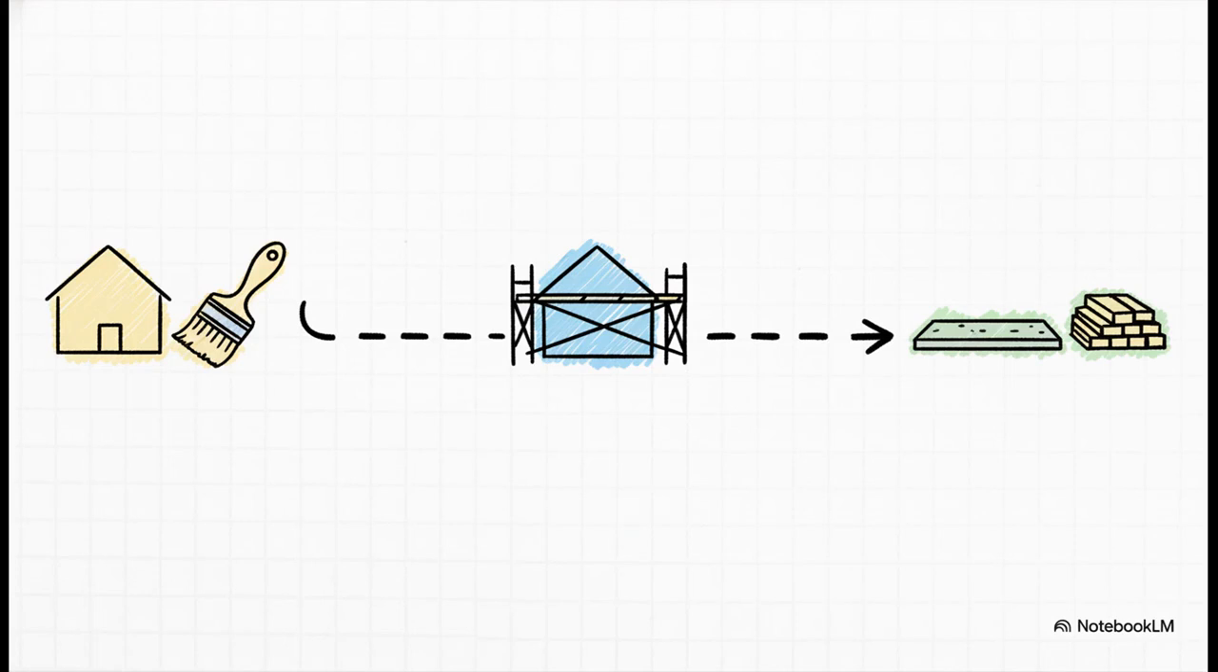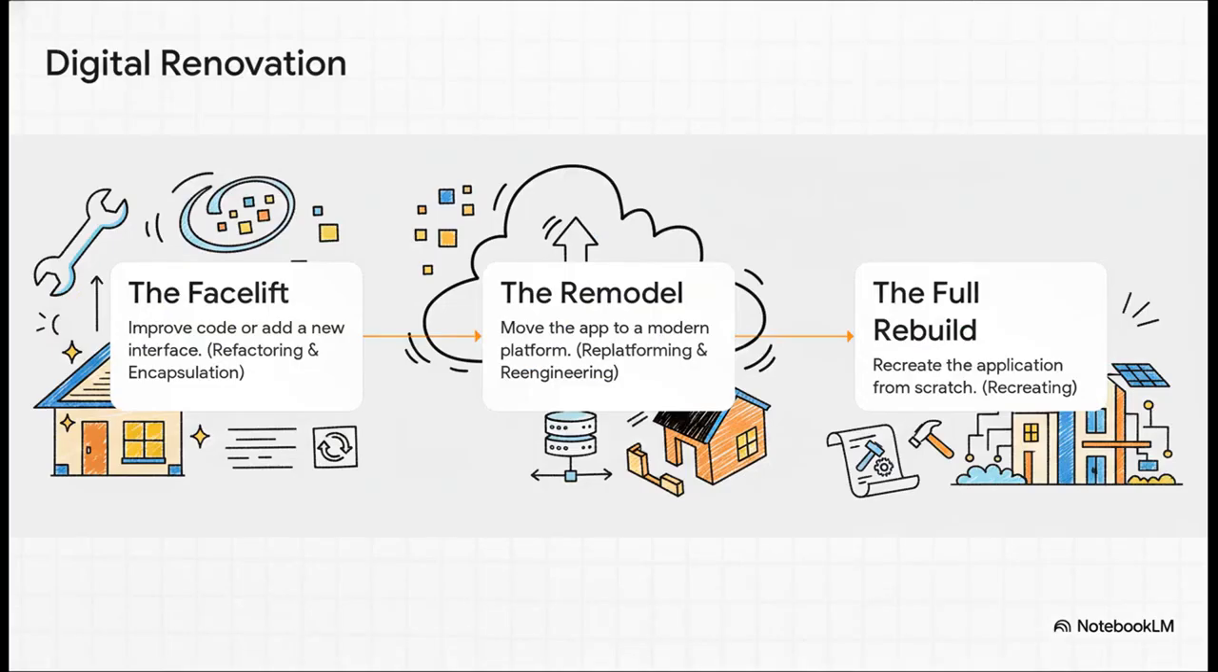And just like renovating a house, right? It's not a one-size-fits-all deal. It's really a spectrum of options. You could be talking about just a quick facelift, a new coat of paint. Or you could be talking about a full-on, tear-it-down-to-the-studs kind of rebuild. Okay, so we can basically group these into three main levels of digital renovation. First up, you've got the facelift. This could mean just cleaning up the code behind the scenes, that's called refactoring, or maybe just slapping a shiny new interface on top of the old system.